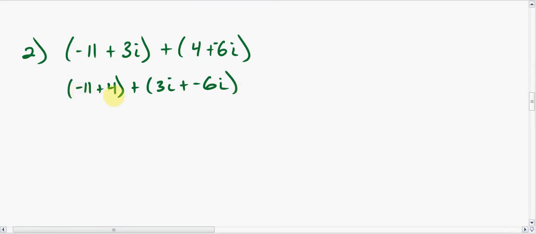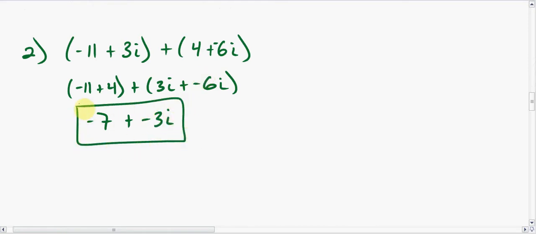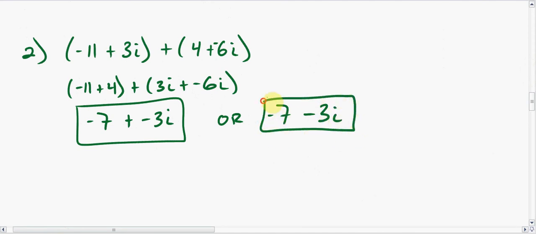Now I've got like terms grouped, so I can see negative 11 plus 4 gives me negative 7. And 3i plus negative 6i gives me negative 3i. So my final answer is negative 7 plus negative 3i, or if you wanted to write it, negative 7 minus 3i, that's perfectly acceptable as well. Alright, and that's the end of part 3.